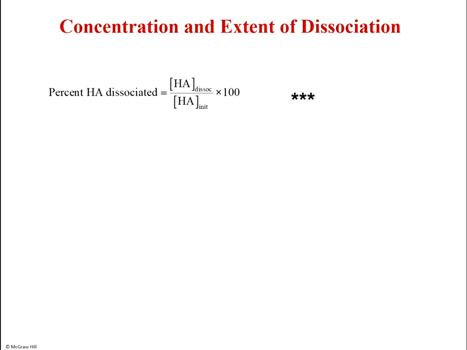We can check on this approximation fairly easily using something called the extent of dissociation. When we throw a weak acid in water, a portion of it will dissociate, which we can observe. The percent dissociated is given by the following equation: the dissociated concentration divided by the initial concentration times 100.